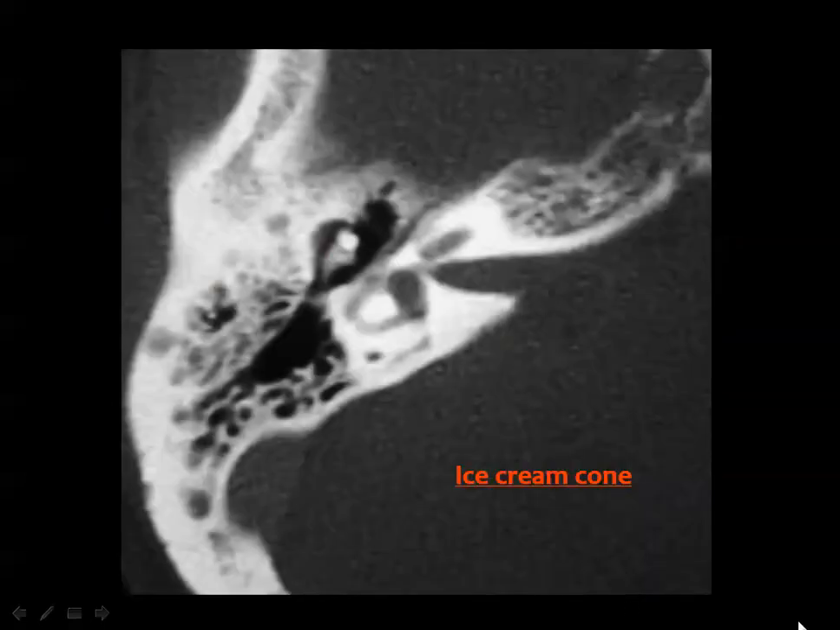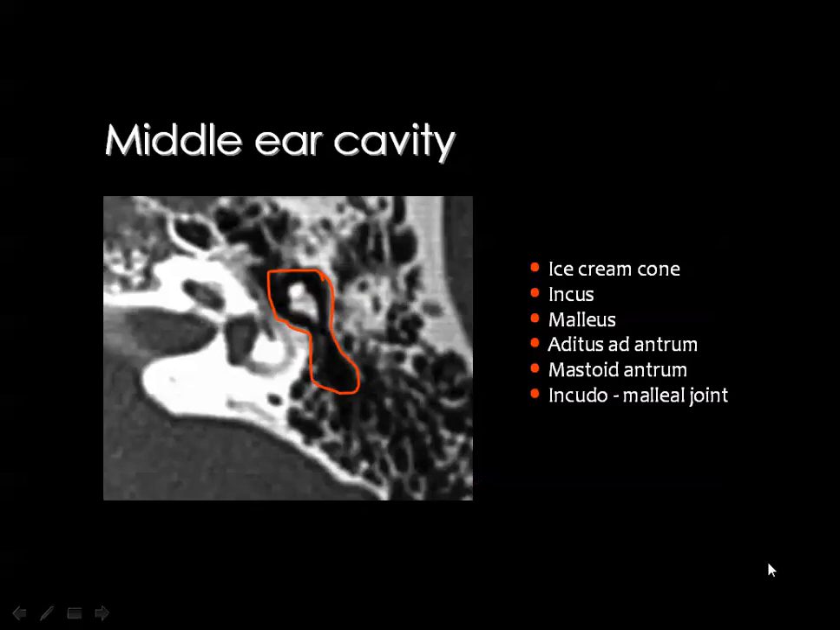Then, if you look carefully in the middle ear cavity, which is containing air, you can see the ossicles forming the ice cream cone. This is the head of the malleus, and this is the incus, the body, and the short process. Of course, there is a joint between the head of the malleus and the incus, and this joint is known as the incudomalleal joint or the malleoincudal joint, whatever, both names are right.